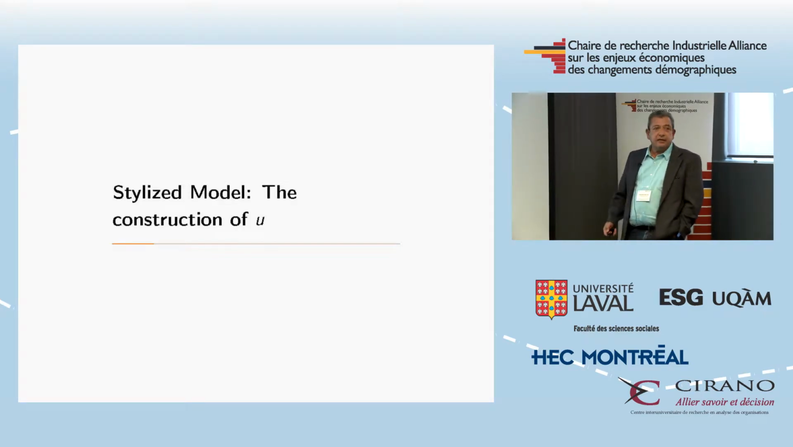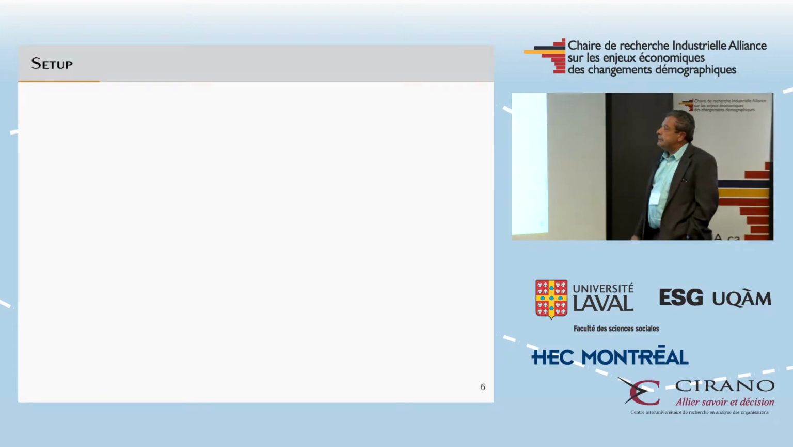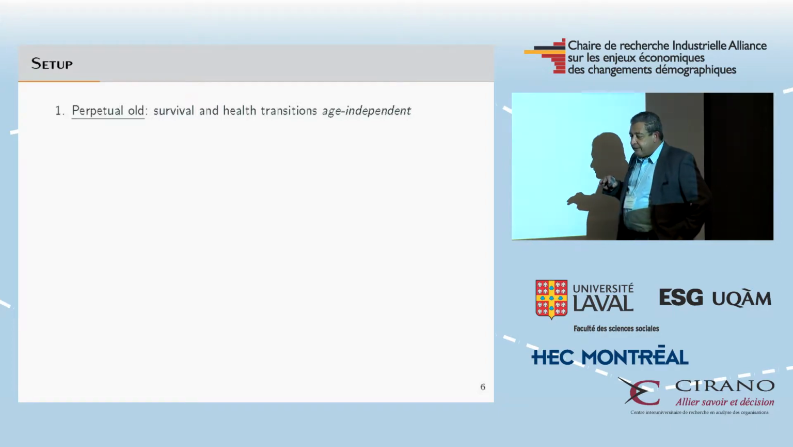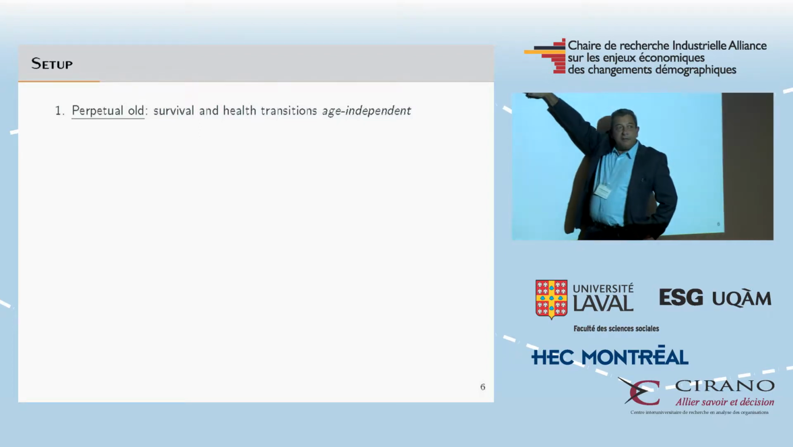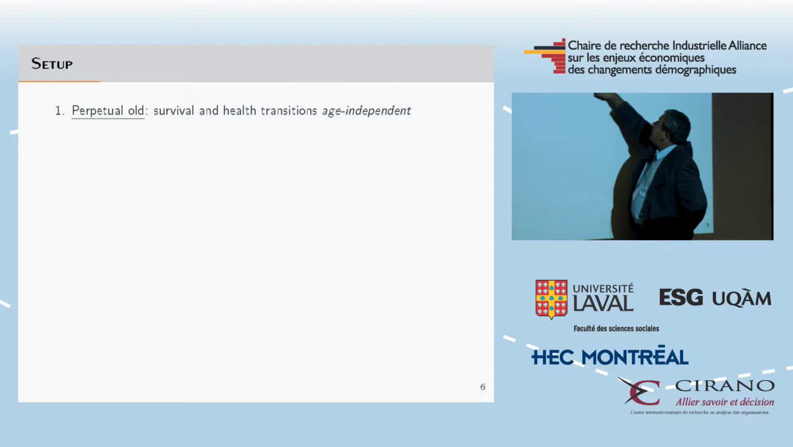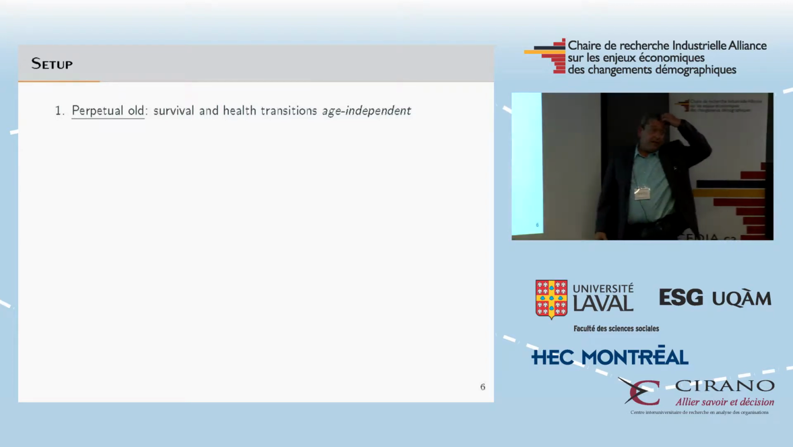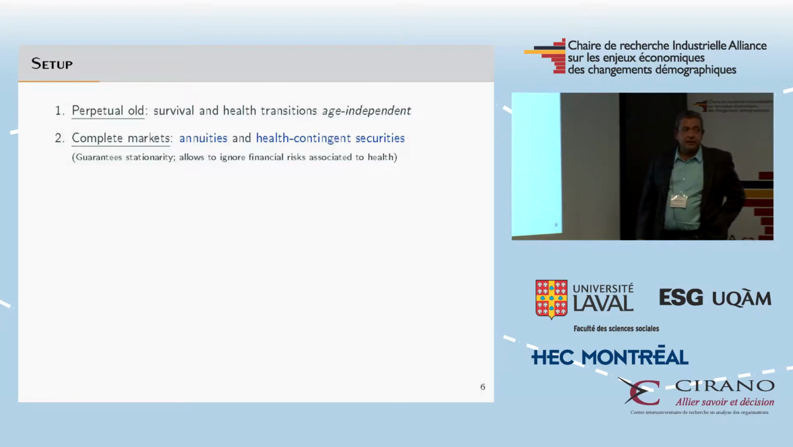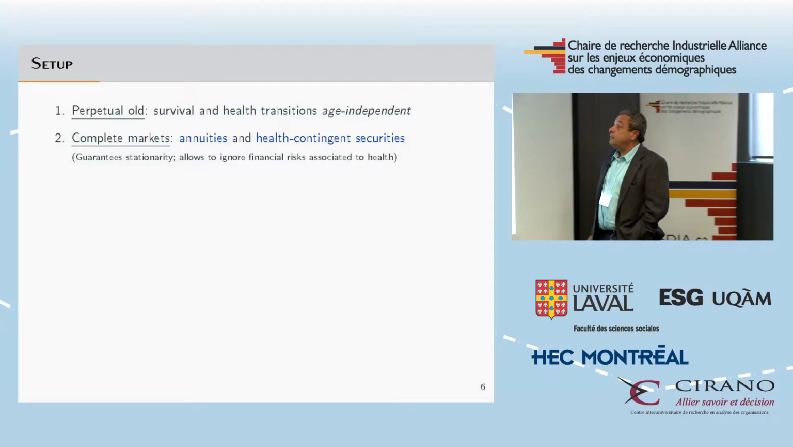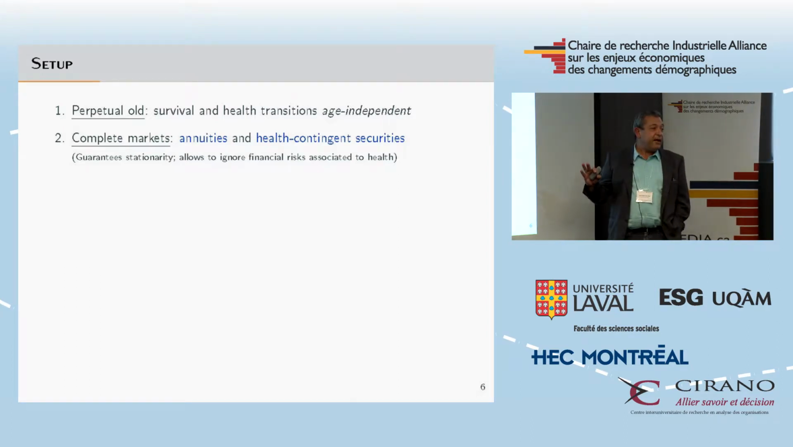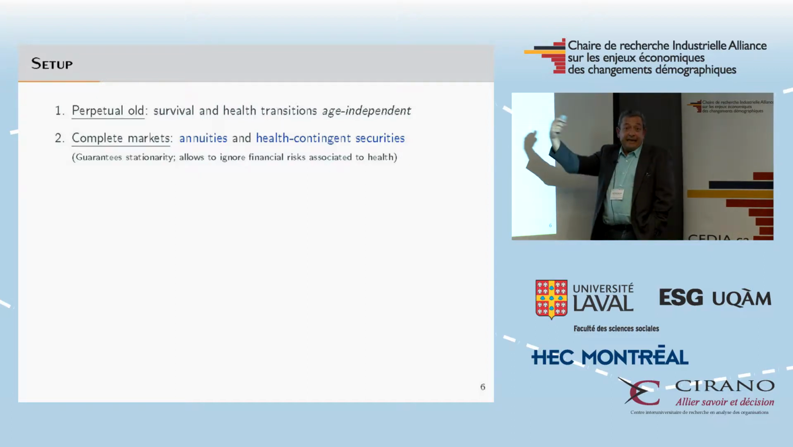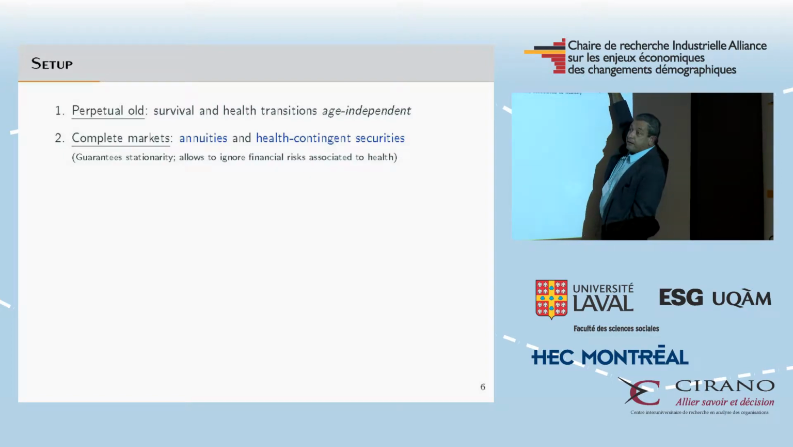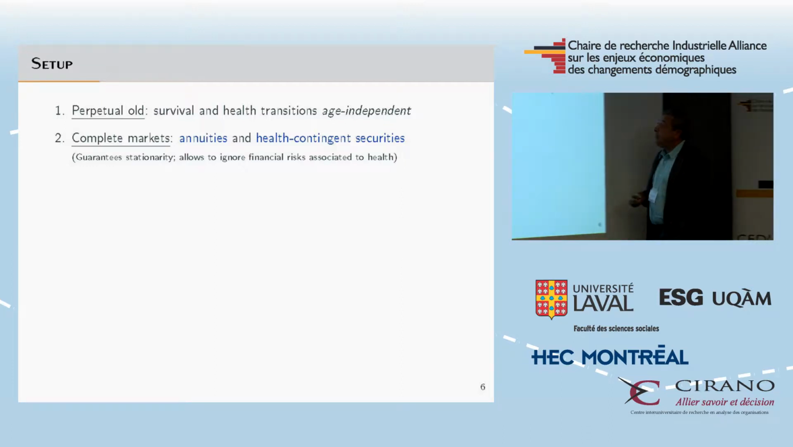So after this introduction, let's talk about how we construct the utility function, how we construct this problem. The simplest model that we can use is a Lucas-style model, where there is perpetual youth, so you could perhaps never die, but survival and health transitions are age independent. Okay, think of this, and there are complete markets. That means you can insure yourself against living too long. This model calls for death insurance markets, not life insurance markets, because what you want is to get paid in case you survive, because you want to create consumption across the rest of your life, but also contingent on health, because your health may change your assessment of consumption.